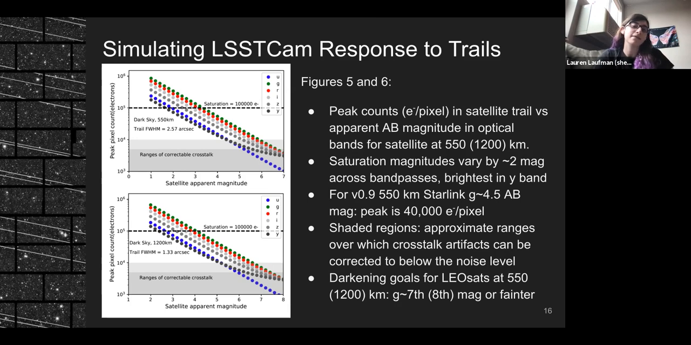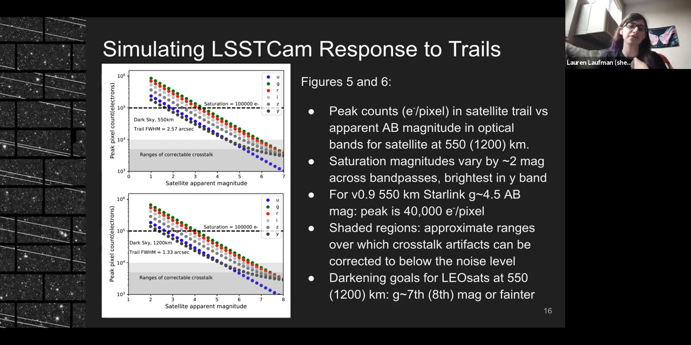However, it's still bad because it's above that gray box on the bottom, which is ranges of correctable crosstalk, which I'll get to in a second. But it basically means we can't subtract this without artifacts. And above the black dotted line means we can't subtract this at all. It's a disaster. So what you should take away from this plot is that you need your satellites to be at least dimmer than 7th magnitude, which, yeah, that's quite a goal to achieve.